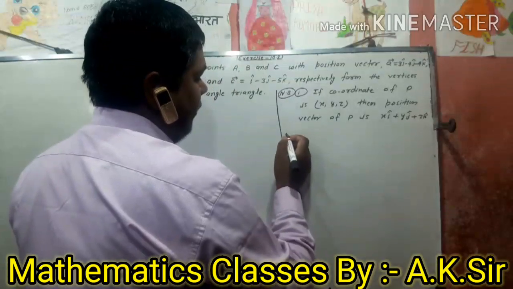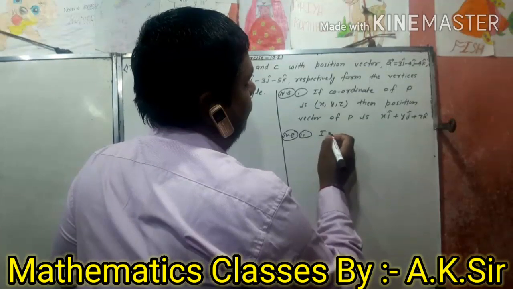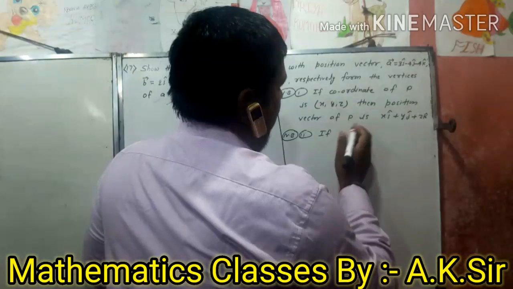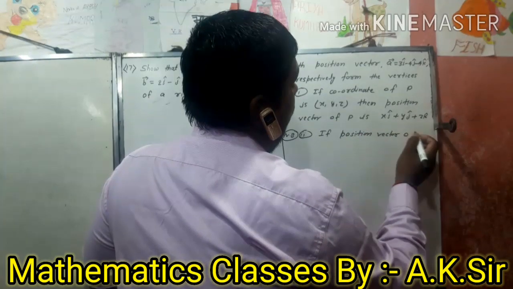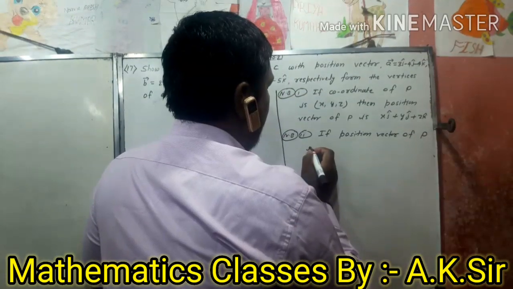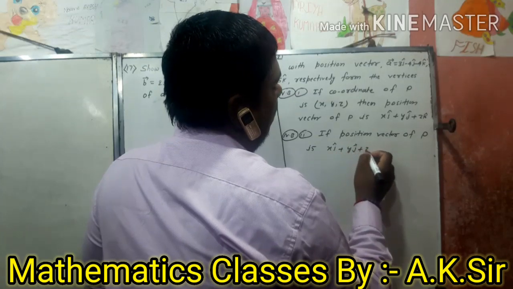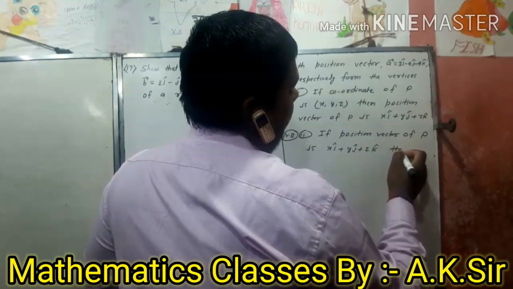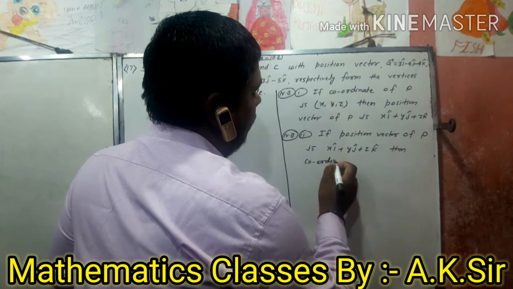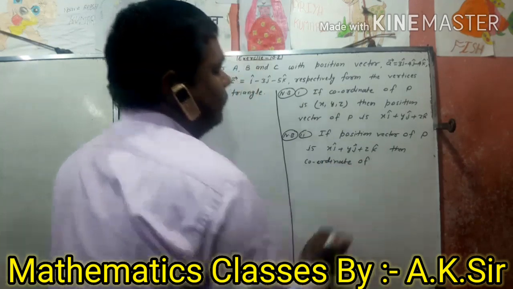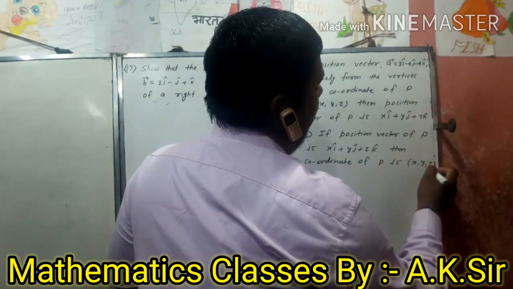Note 2: if the position vector of P is x i cap plus y j cap plus z k cap, then the coordinates of P are x, y, z.